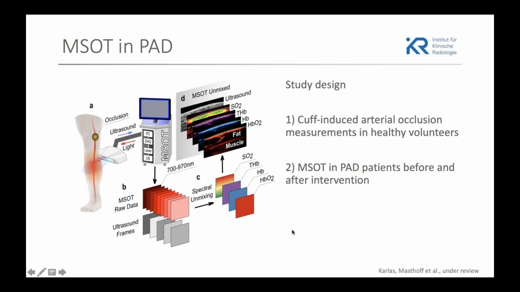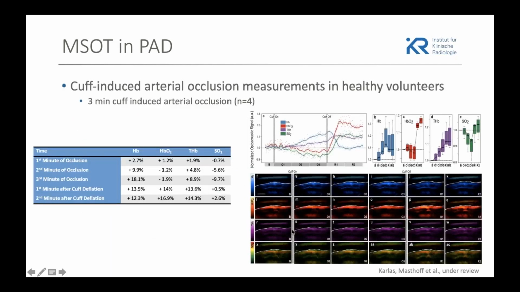In the second step, we transferred the approach to patients, where we scanned them before and after an intervention where you dilate or stent a stenosis in these PAD patients. So first of all, the cuff-induced arterial occlusion measurements in the 4 healthy volunteers here as a pilot study.